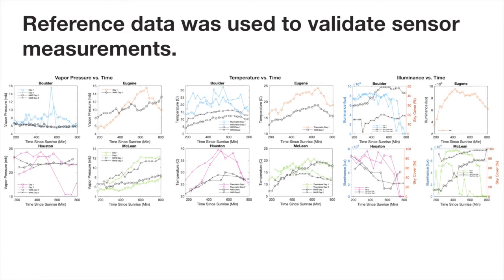In addition to collecting measurements from our sensors, reported values from the National Weather Service, represented here by black curves, were recorded to validate our sensor readings, the colored curves. While the measured values were not always the same magnitude as the reported values, they mirrored reported trends. This indicates that our sensors provided reasonable representations of temperature, vapor pressure, and illuminance trends.